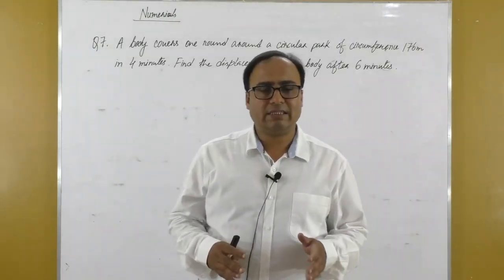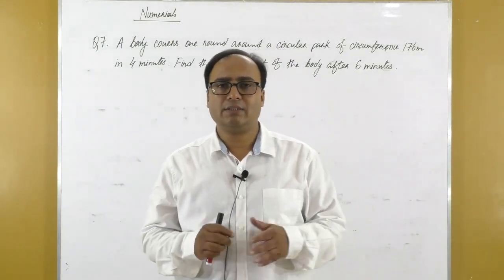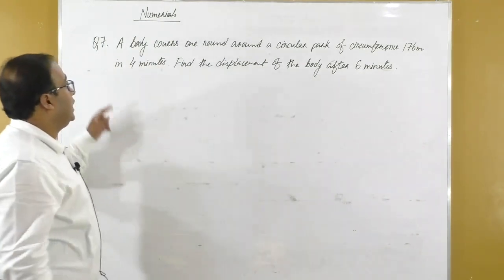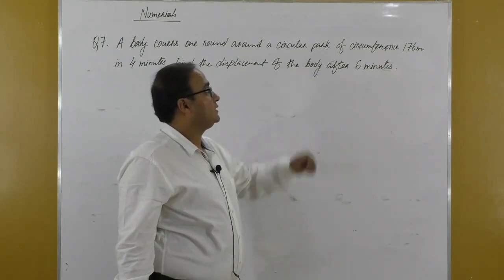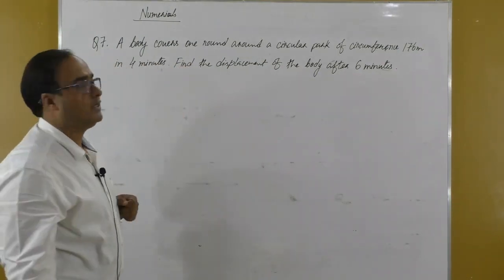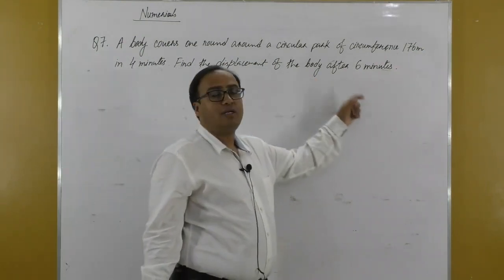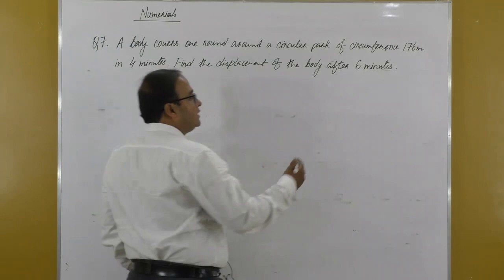Now question number 7. This pattern is very much important. Be focused and try to understand the solution of this particular question. A body covers one round around a circular park of circumference 176 meter in 4 minutes. Find the displacement of the body after 6 minutes. So first let us try to understand the question.